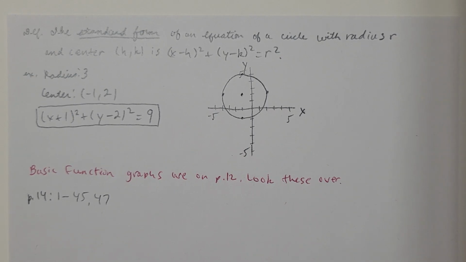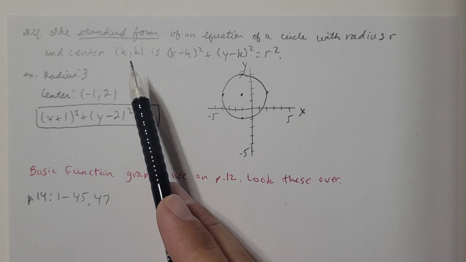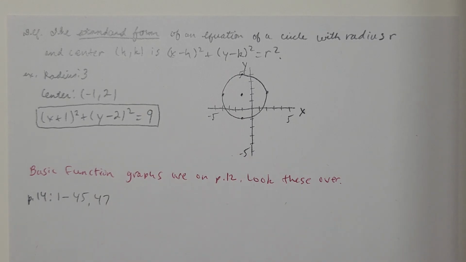All right, we'll look to finish up section 1.1 here in the notes. So I guess the next thing to talk about is just a little bit with circles. The definition says the standard form of an equation of a circle with radius r and center point located at the point (h, k) is the equation (x - h)^2 + (y - k)^2 = r^2. Okay, so let's take a look at an example of this.